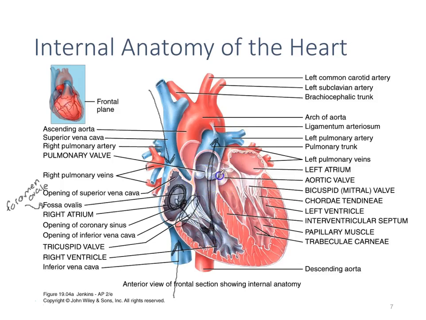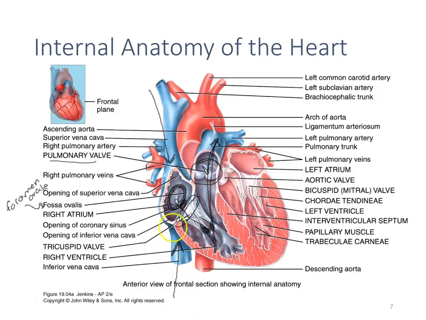Okay, and again, we'll have another set of valves here on that pulmonary trunk. These are called the pulmonary valves or the pulmonary semilunar valves, is what you'll hear them called in lab. And again, they're going to prevent the blood from kind of flowing backwards back into the ventricle.